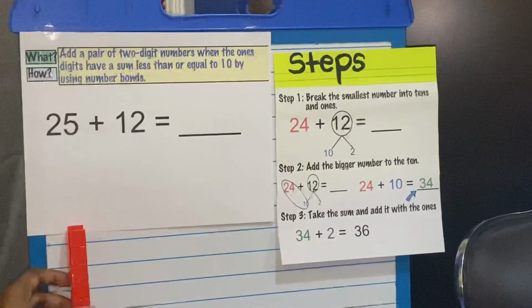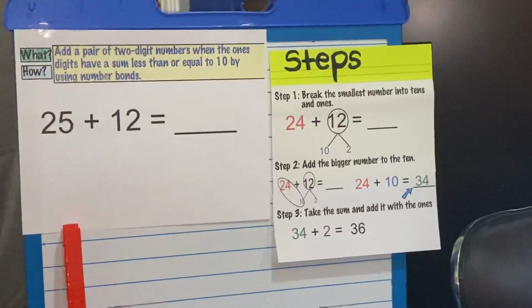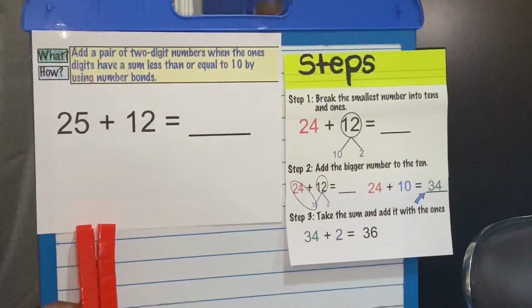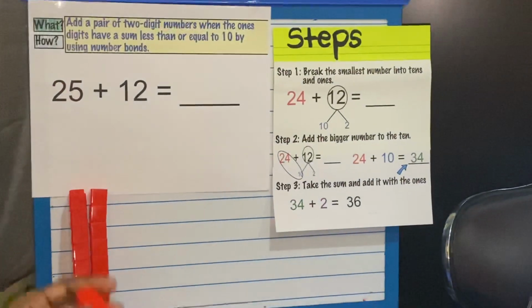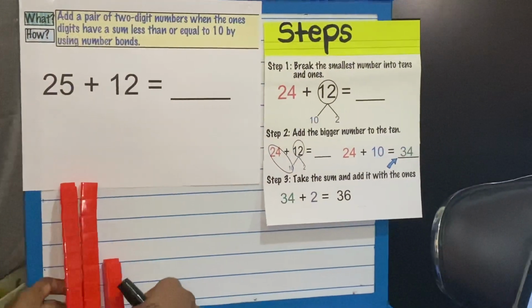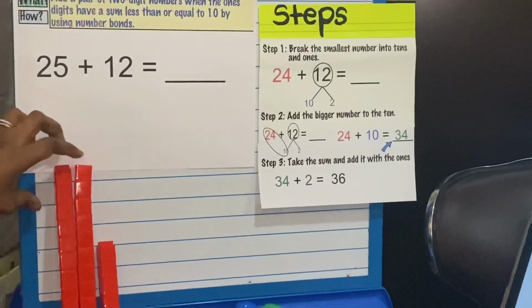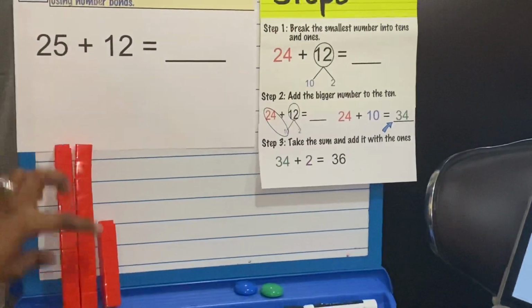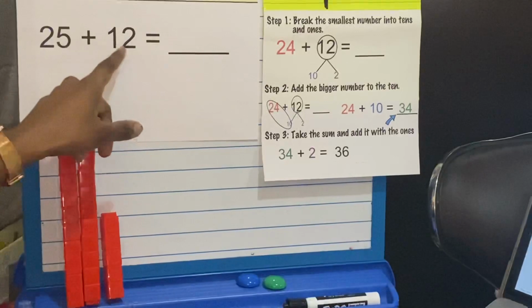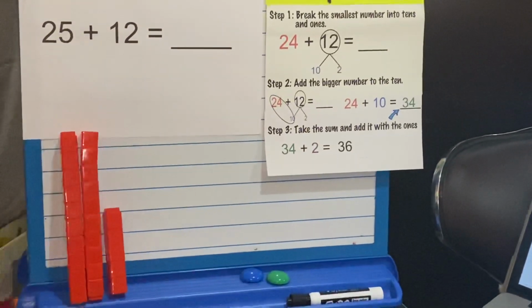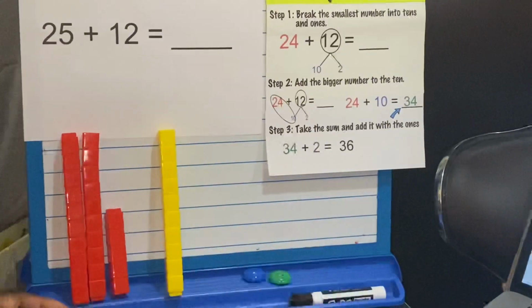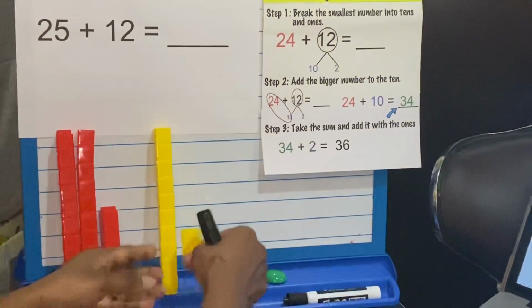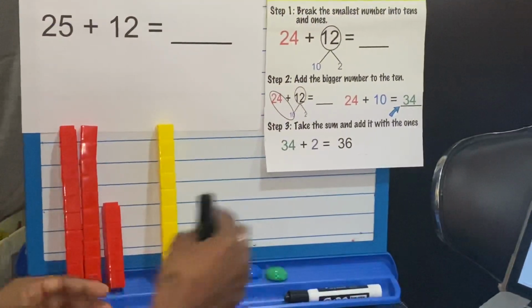I have 10, 20, and I need a 25. So I'm representing the 25 with the red cubes. 25 plus 12. 10, 11, 12.